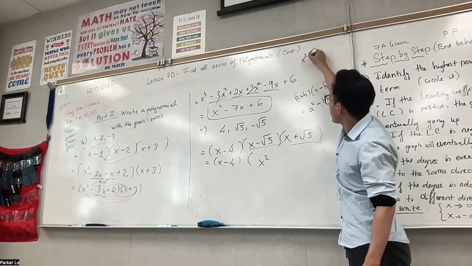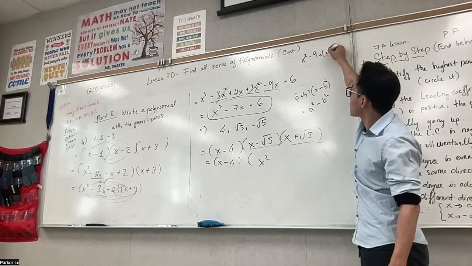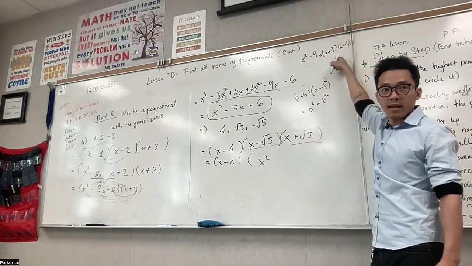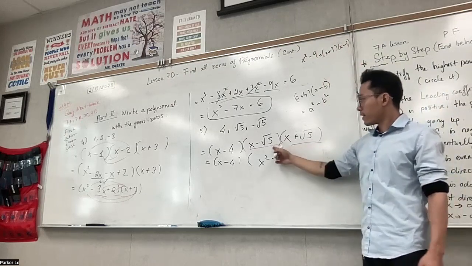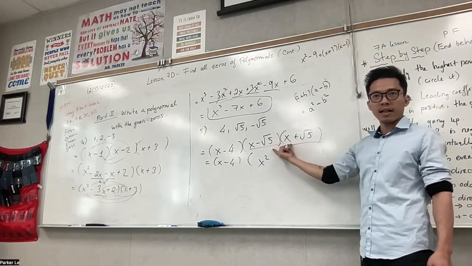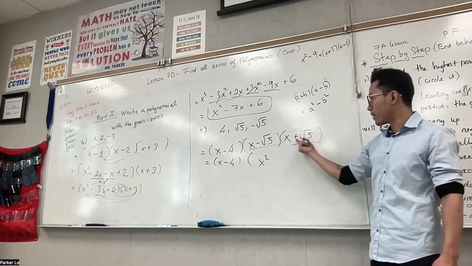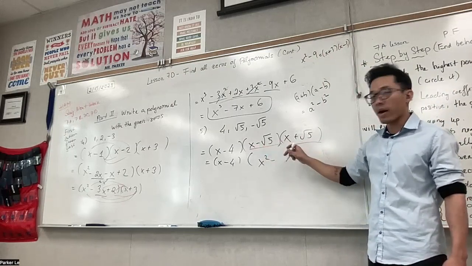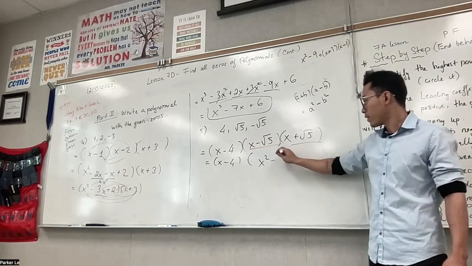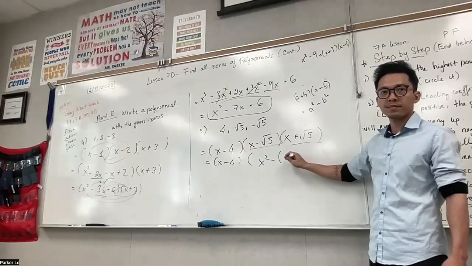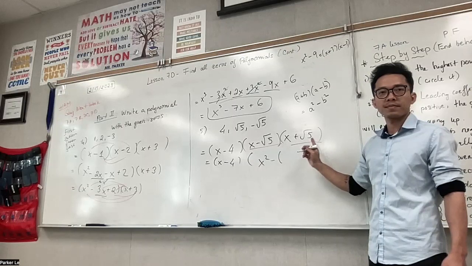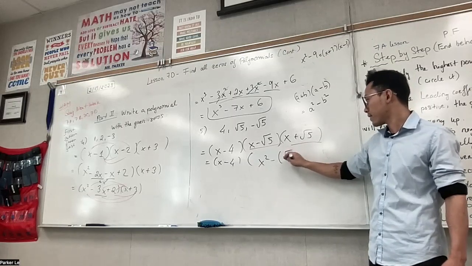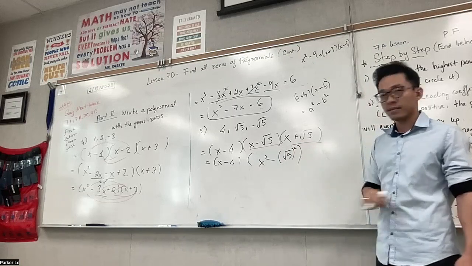Remember x square minus 9 equals what? X plus 3, x minus 3. Remember this? Same thing with this. So a minus b and a plus b, you're going to get the square of the first term minus the square of the second term. What is the second term? Square root of 5. Square it.